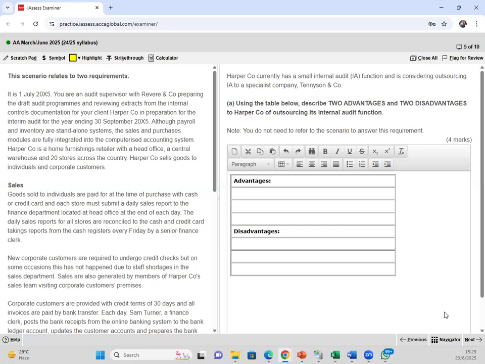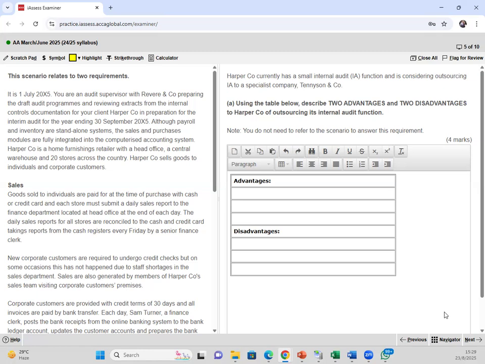Yes, if we are outsourcing, it means these are specialists. They specialize in that, so they can be readily available when we need them, unlike our employees who might be occupied with work they have to do as well. So you can get people that just specialize in that.